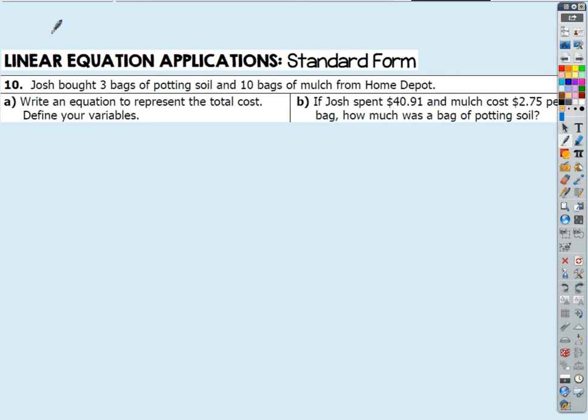Standard form, remember, was AX plus BY. And I'm going to put the C on this side, because when it's an application, usually the C is going to be the overall quantity that you're calculating, okay? So what do we got here? Write an equation to represent the total cost. The total cost is going to be the output variable. What are we going to call that? Whatever you want, it doesn't matter. We'll call it C for cost, total cost.